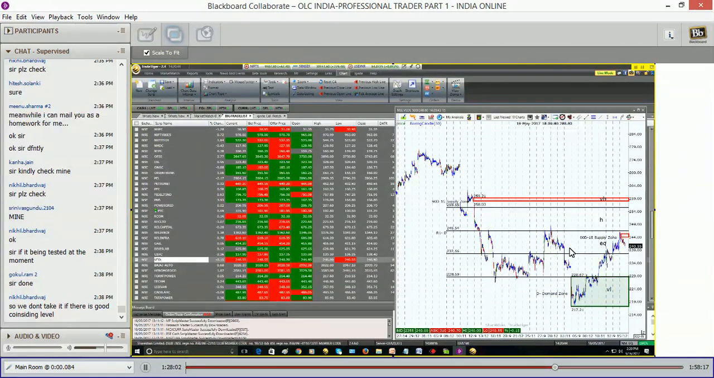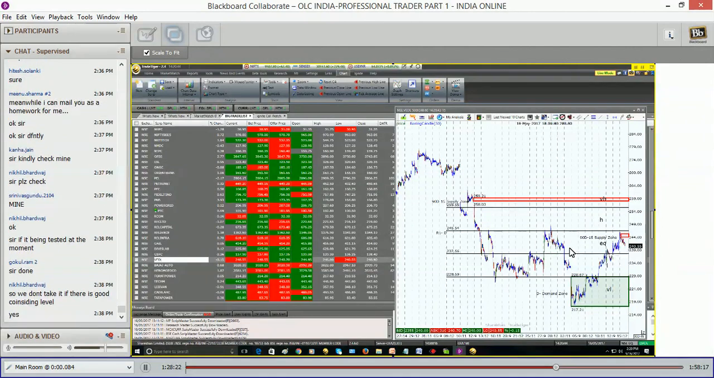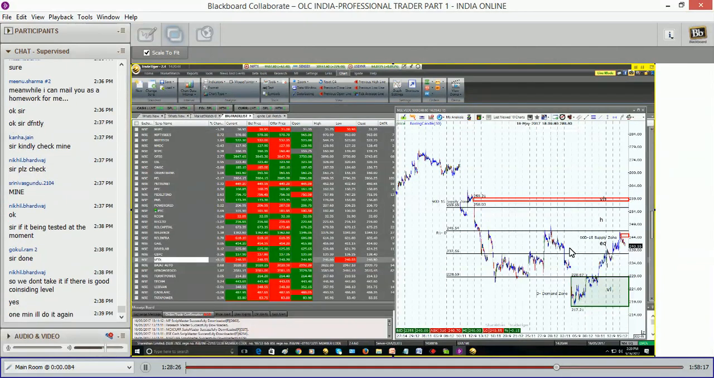So we don't take it if there is a good coinciding level. Nikhil, the steps to mark my location: I mark the closest fresh untested supply and my closest fresh untested demand. That's how we do it, correct? So this level was tested, hence we can't take it. Meanwhile, let's look at Antony's.